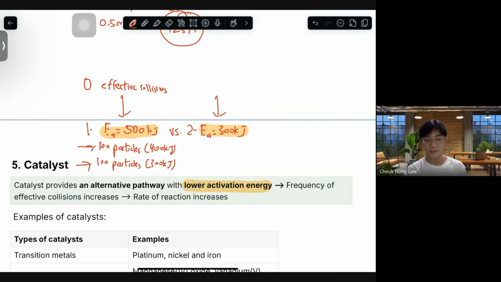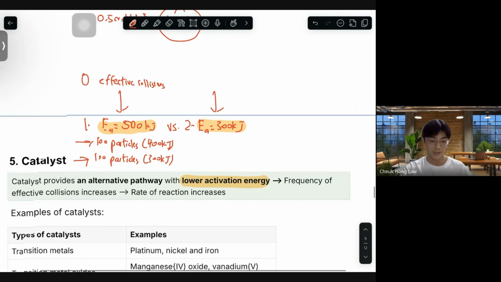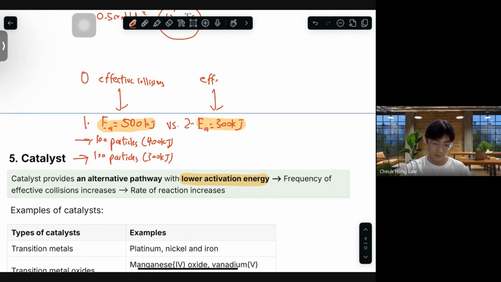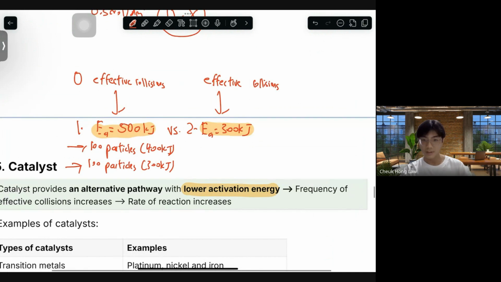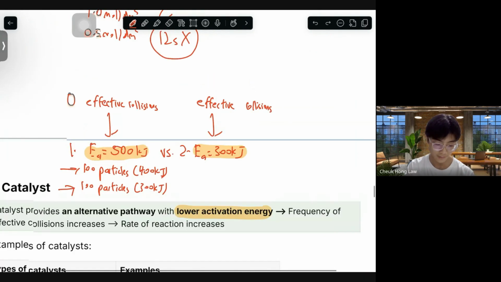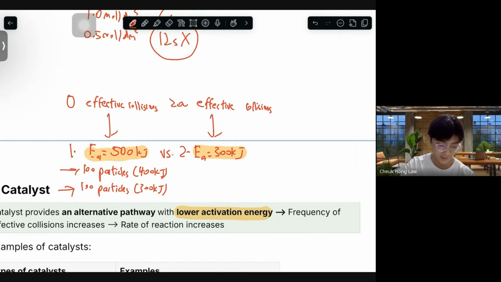The same 100 particles collide at 400 kilojoules of energy, and then another 100 collide at 300 kilojoules of energy. How many effective collisions do I have? Okay, it is not 100. As long as it is equal to the activation energy or greater, there will be a reaction. Okay, good. 200. Yes. Okay, so both of these meet the activation energy.